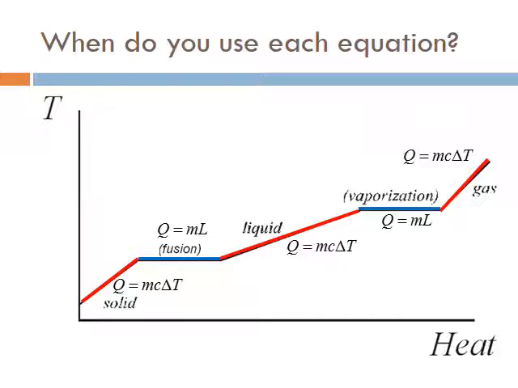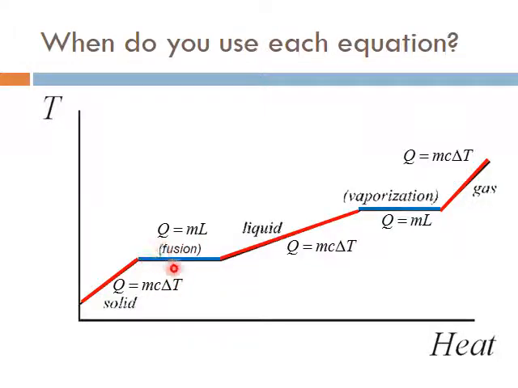So when do you use each equation? As we talked about earlier, each time that a line goes up, that's kinetic energy and the temperature is changing. Changing temperature means Q is equal to mc delta T. Change in temperature. That's an easy way to remember. Hey, the temperature's changing. It's on this part of the graph, right? I need to use mc delta T. Delta T is the key part.